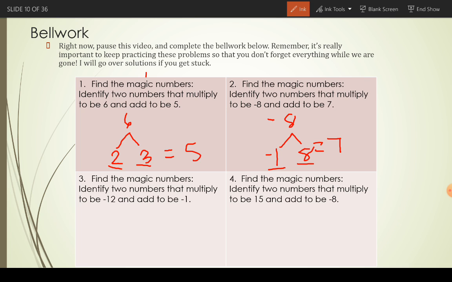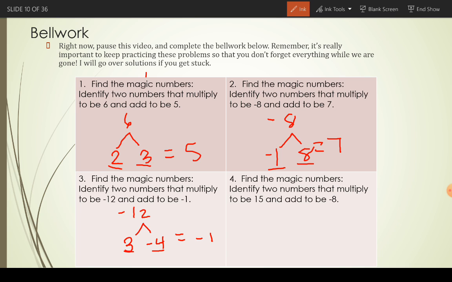What about identify two numbers that multiply to be -12 and add to be -1? So we'll have -12 on top, and the two magic numbers need to add to -1 and multiply to -12. Those would be a +3 and a -4.